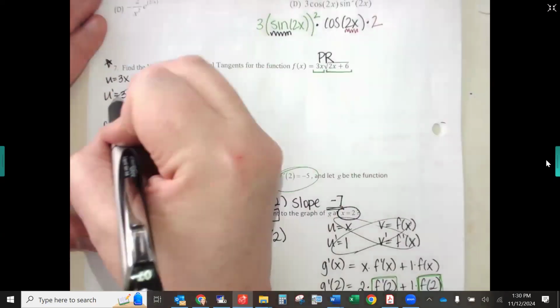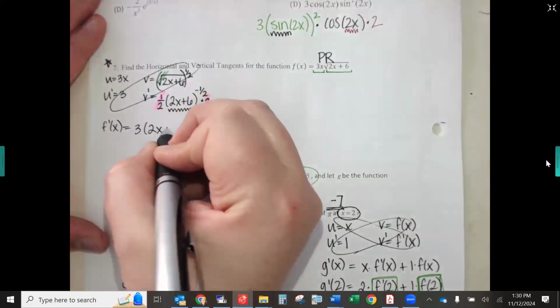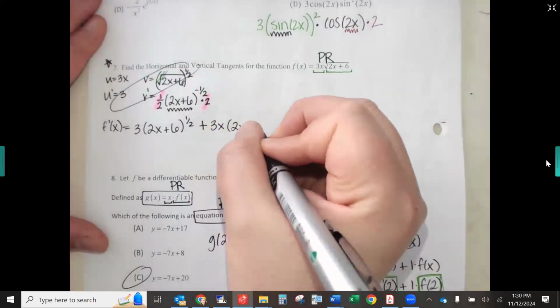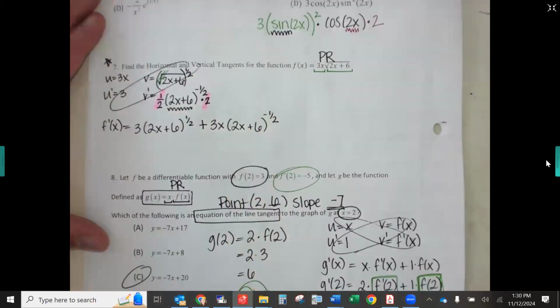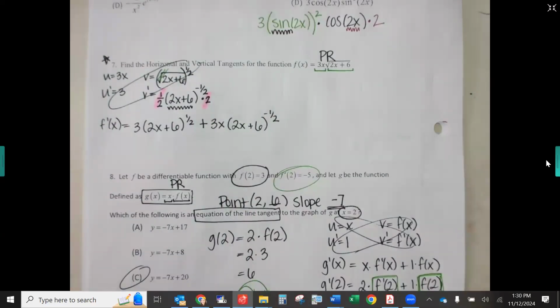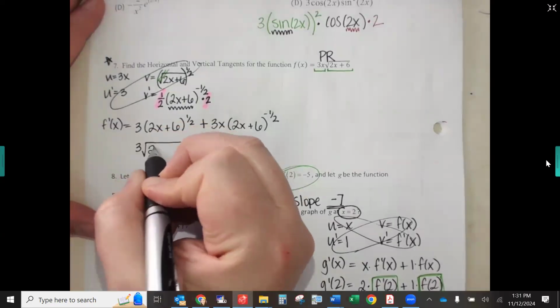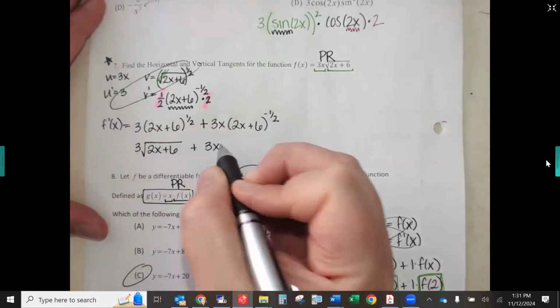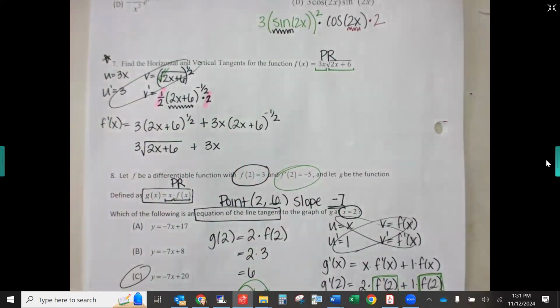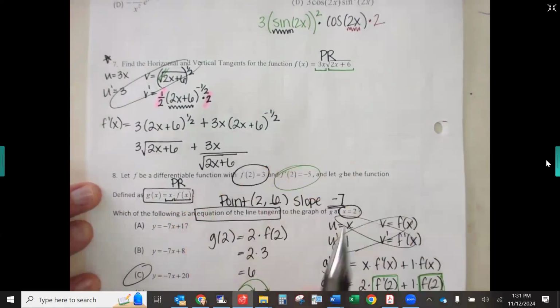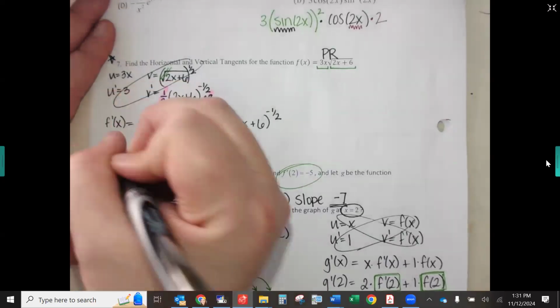Let's do this diagonal first. So it's 3 times 2x plus 6 to the half, plus 3x times 2x plus 6 to the negative a half. Everybody good so far? Okay, what are my halves the same as? Square root. So I'm going to rewrite this as 3 square root 2x plus 6 plus 3x. Now, where am I going to put this square root if its half power is negative a half? On the bottom. So this is really over root 2x plus 6. Any questions so far?